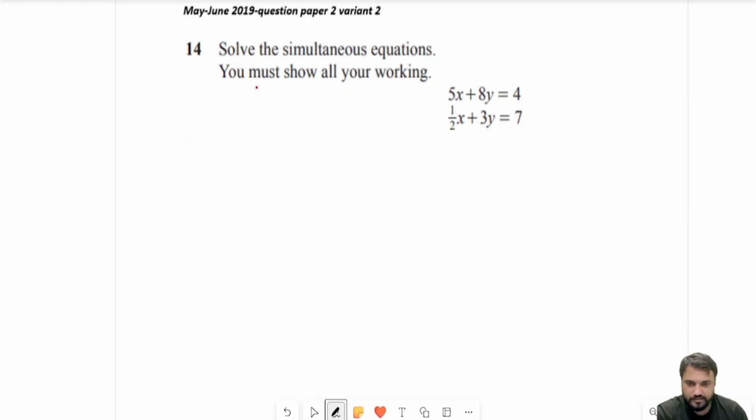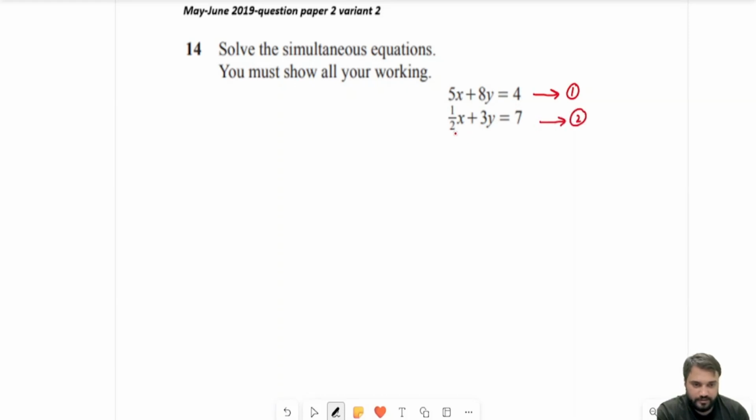Solve the simultaneous equations. You must show all your working. These are linear simultaneous equations. 5x plus 8y is equal to 4. This is our first equation. 1 over 2x plus 3y is equal to 7. This is our second equation.